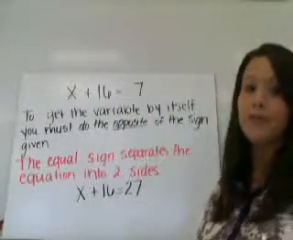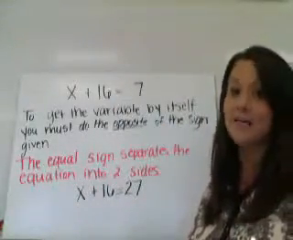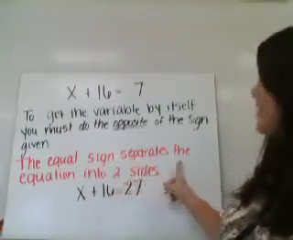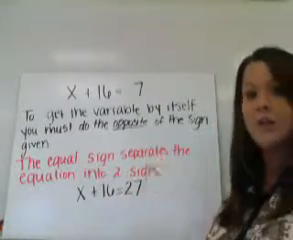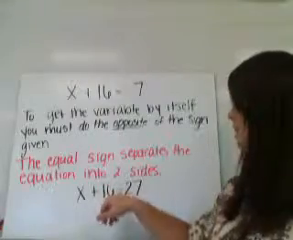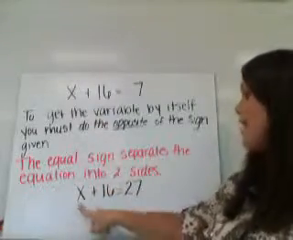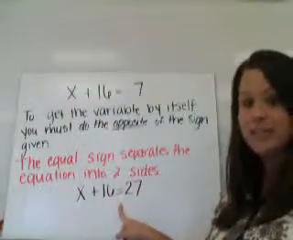To get the variable by itself, you must do the opposite of the sign given. The equal sign separates the equation into two sides, so that's how we get our balanced scale, through the equal sign. So right here we're given x plus 16 equals 27.